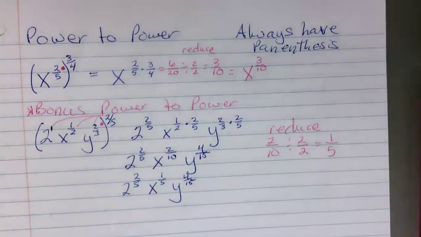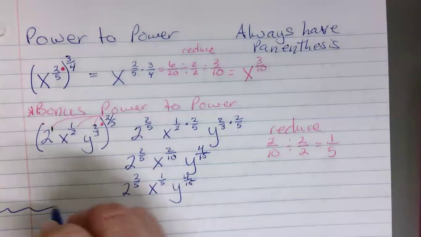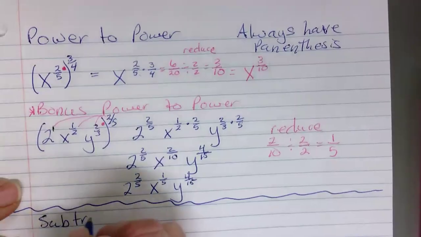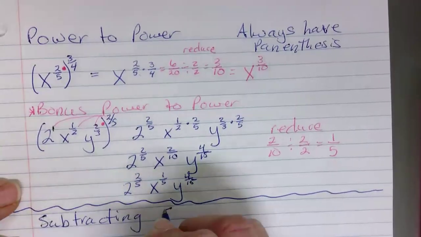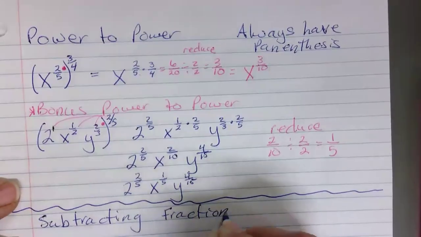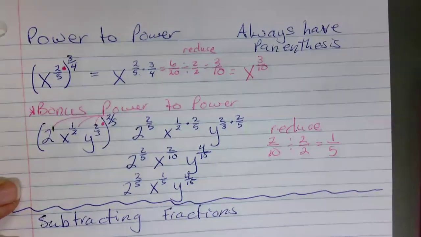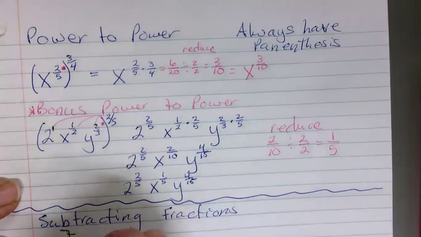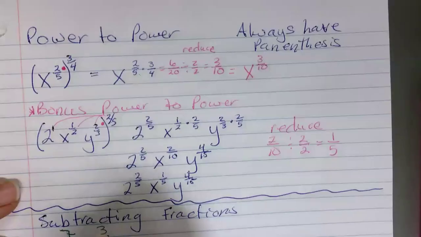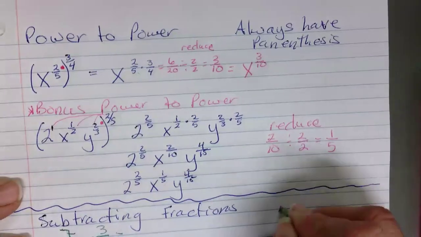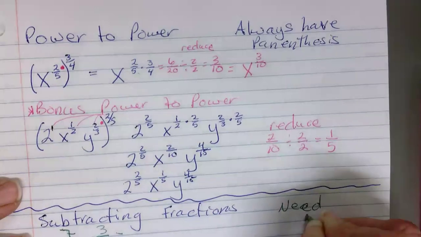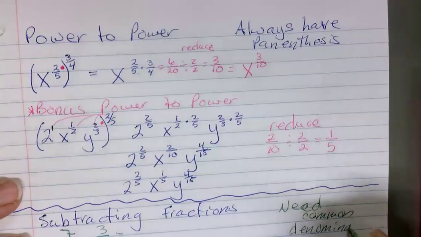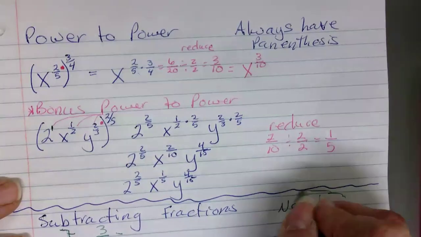Next, we're going to practice subtracting fractions. So back to 4th grade, we're going to subtract fractions. Our example is, what if you had 7/5 minus 3/5? So let's write again on the side that we need common denominators.